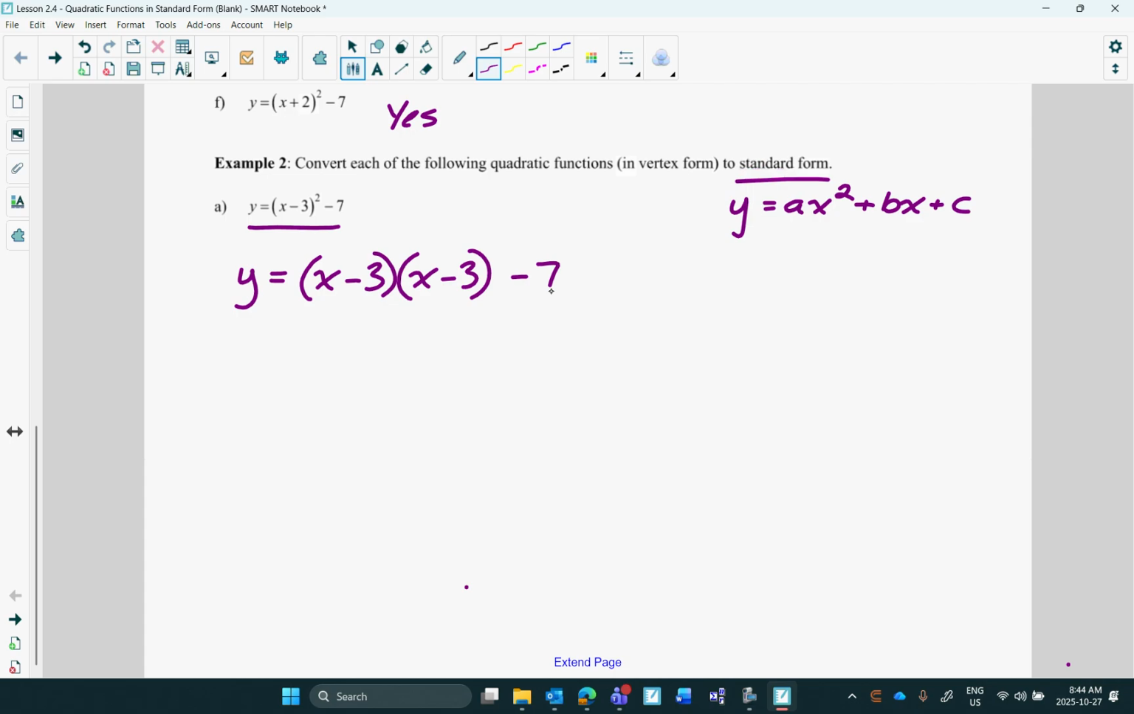Now let's multiply this out. 4 multiplications, so x times x is x squared. x times minus 3 is minus 3x. Inside, minus 3 times x is minus 3x. And minus 3 times minus 3 is plus 9. And don't forget, there's still a minus 7 here.